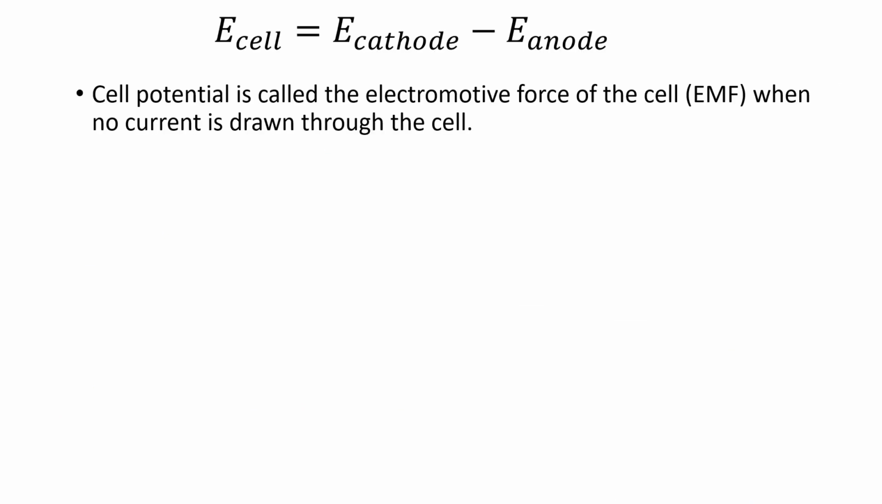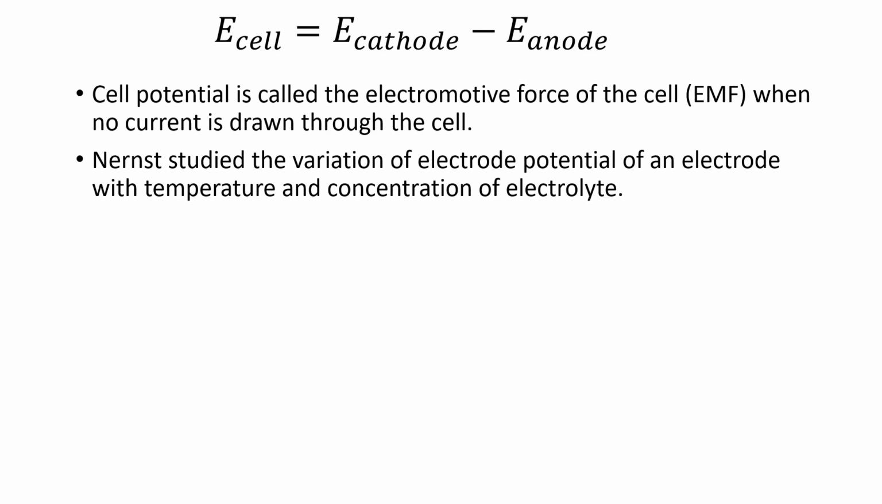So we have understood that E cell for the reaction is E cathode minus E anode. The cell potential is called the electromotive force of the cell, or the EMF, when no current is drawn from the cell. In the next part of the video, we'll also discuss the Nernst equation. The Nernst equation basically studies the variation of electrode potential of the cell with temperature and concentration.